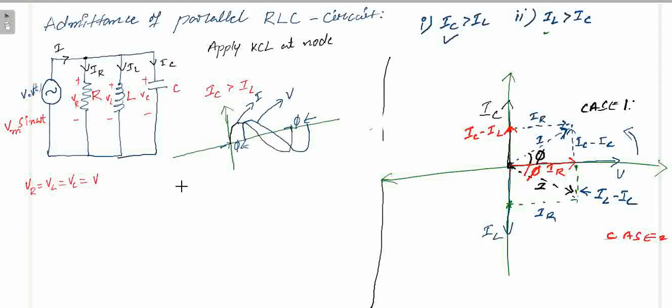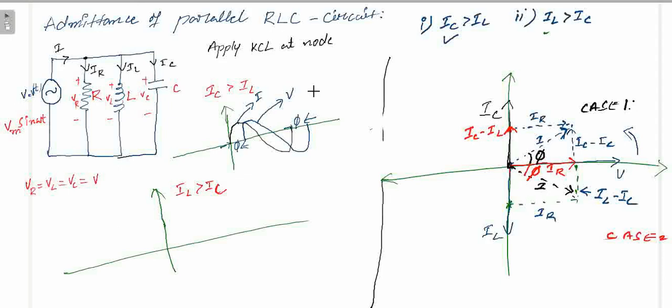Next consider IL greater than IC, the second case. If you observe here, this is the case. In the second case, this is your I, and this is your V. There is a phase difference of phi. Let me show the current phasor separately for this one.